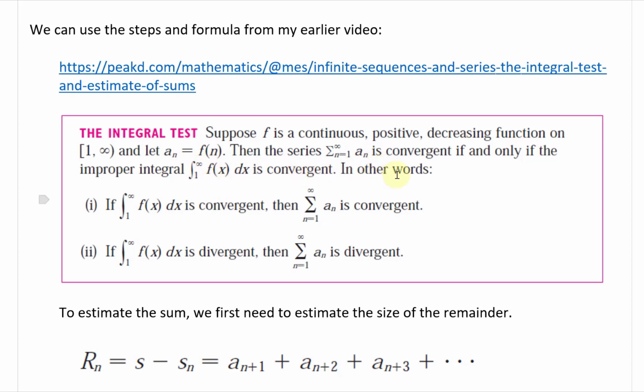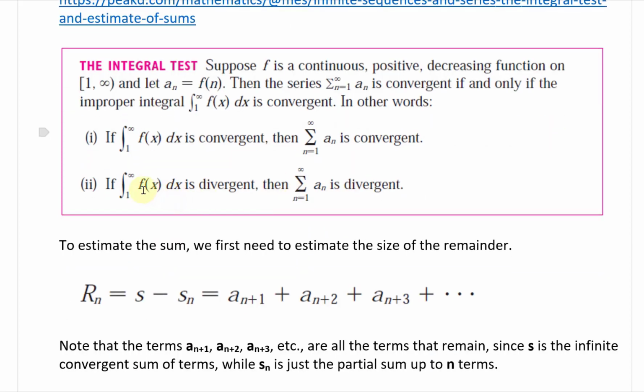In other words, if the integral from 1 to infinity of f(x) dx is convergent, then the series, the summation from n equals 1 to infinity of a_n, is convergent. And likewise, if this integral is divergent, then the series is divergent. Again, this is based on writing a_n as a function f.